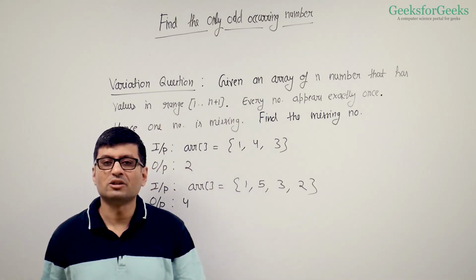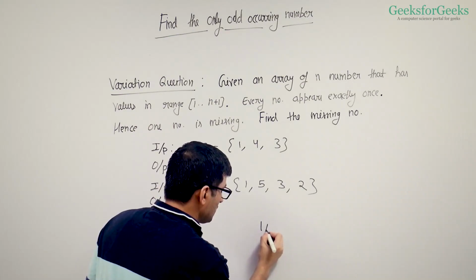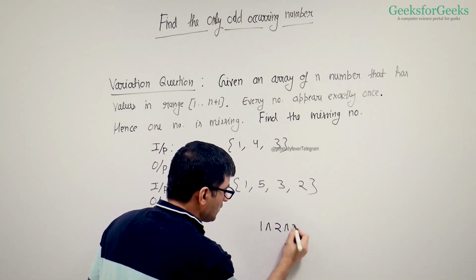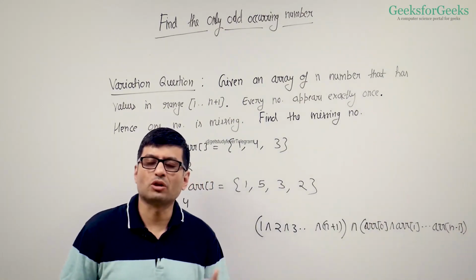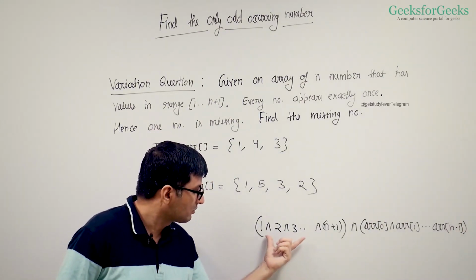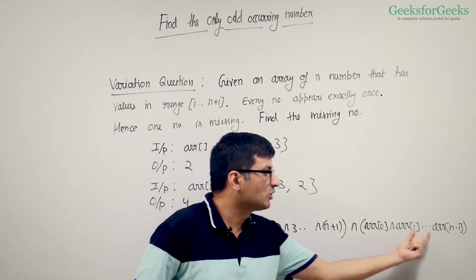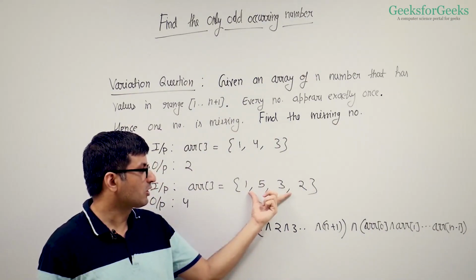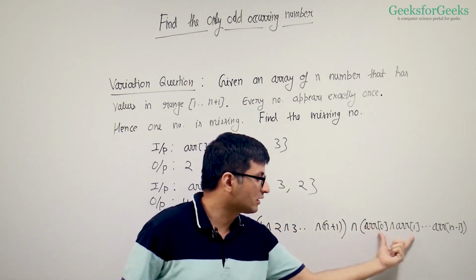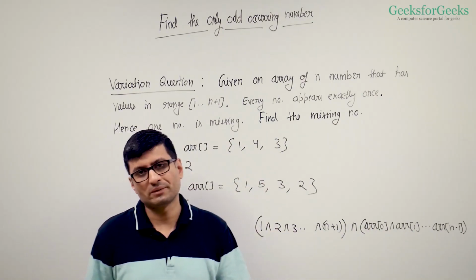There is only one number that will appear once. That's your answer. So if you do XOR of all the numbers from range 1 to n plus 1 and your array numbers from array 0 to array n minus 1, you will see that all these numbers will appear twice. They appear here and they appear here, except the missing number will appear only once. So that is your answer.